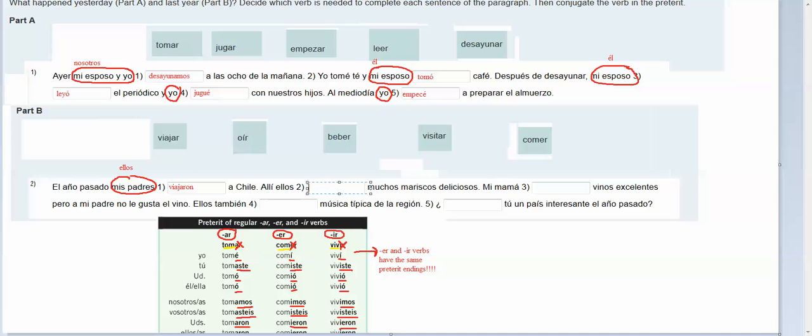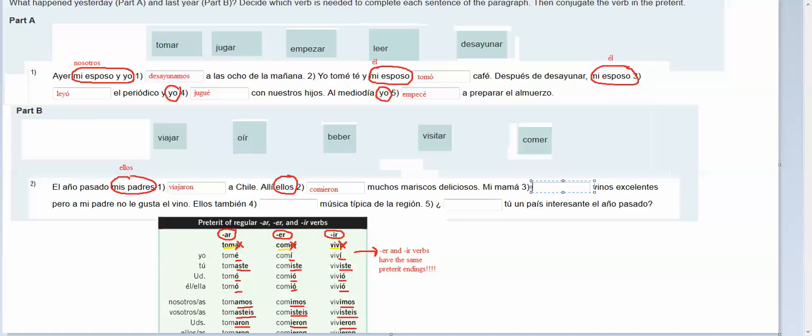Who did the eating? They did the eating. So if I take that ER off for an ER verb, that would be IERON, comieron. Muchos mariscos deliciosos. Mi mamá blank vinos excelentes. Beber, they drank.